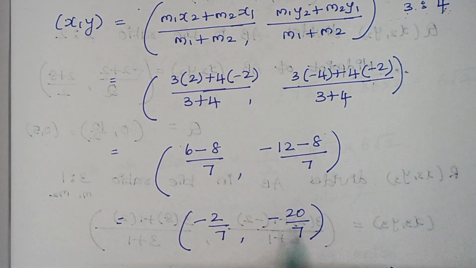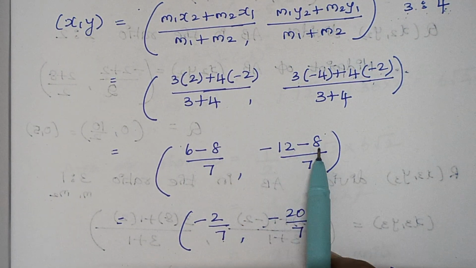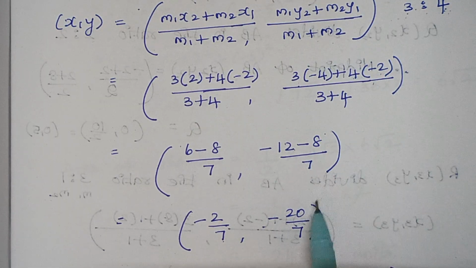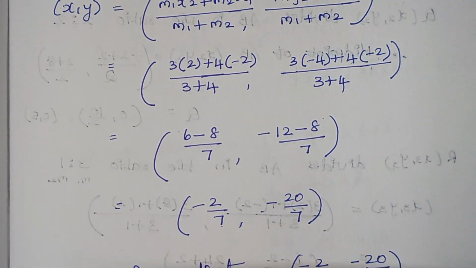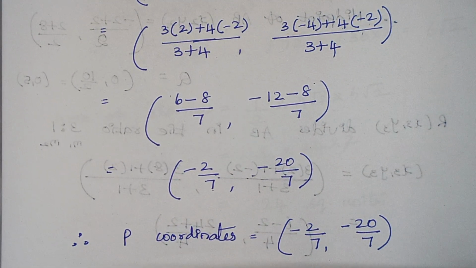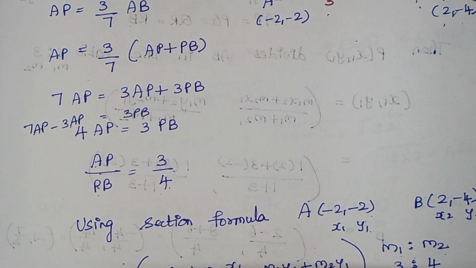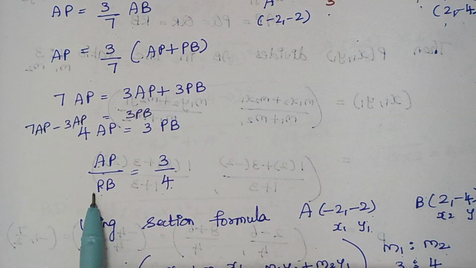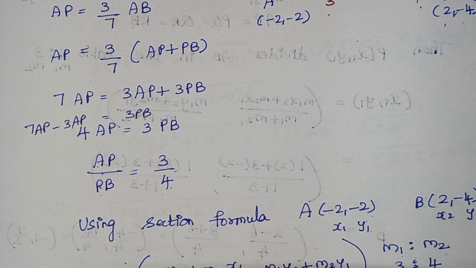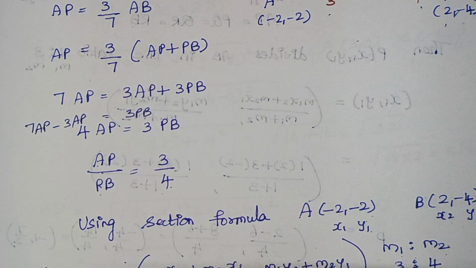So here it is 6 minus 8, which is minus 2 by 7, and minus 12 minus 8 gives minus 20, so minus 20 by 7. So finally the coordinates of P is minus 2 by 7 comma minus 20 by 7. Right. Here the thing is a relationship is given. From the relationship we have already found out the ratio, that is the value of m1 and m2, right? That is the difference between the other problem and this one.